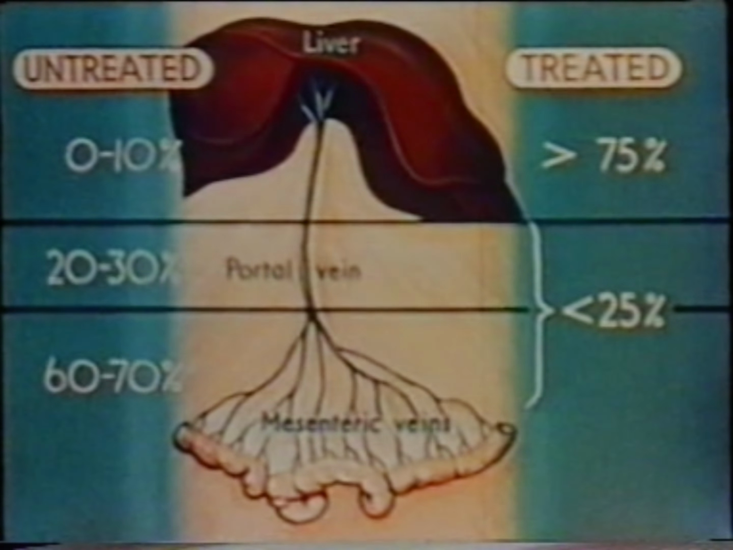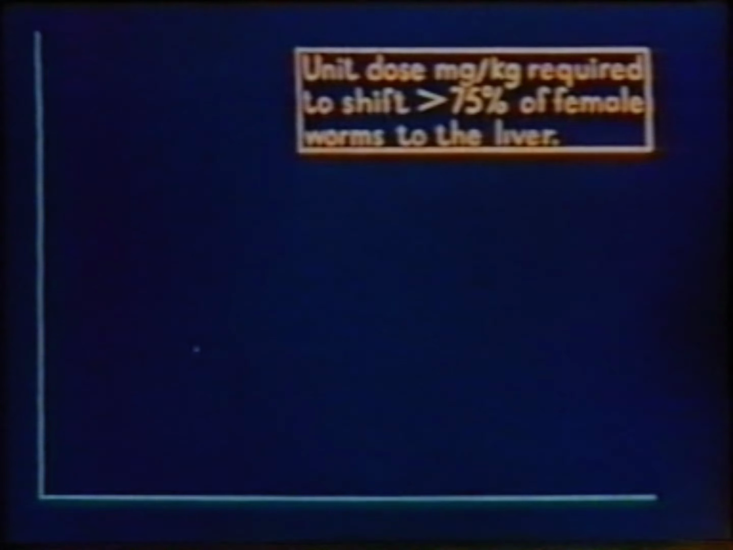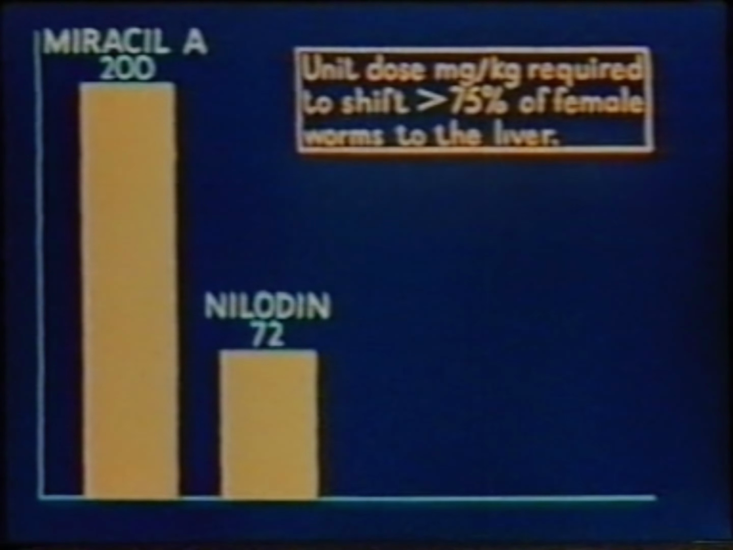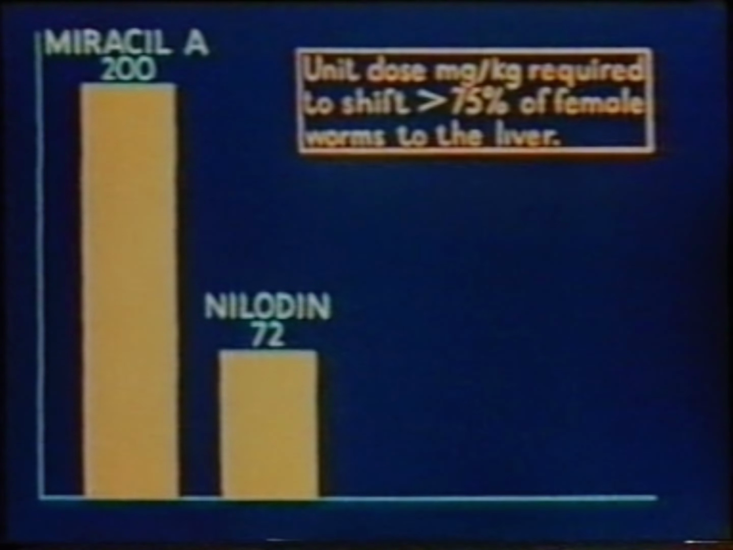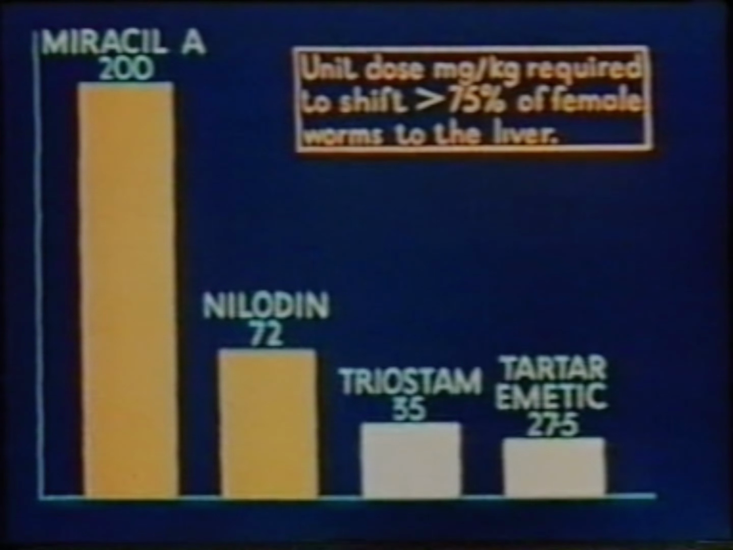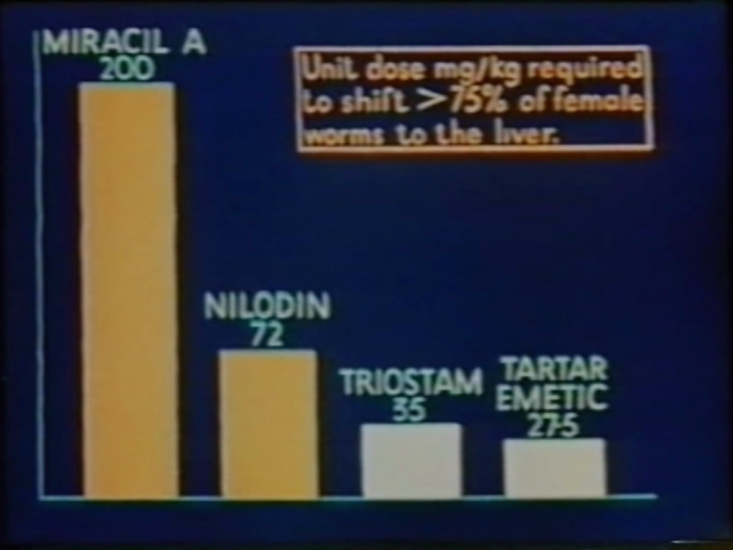On this basis, myricil A, a compound closely related to nilodin or myricil D, has about a third of the activity of nilodin itself, whereas the trivalent antimony compounds, triostam and tartar emetic, are more active than either. Such a comparison provides a means of deciding whether any drug or series of drugs would be worth further investigation.